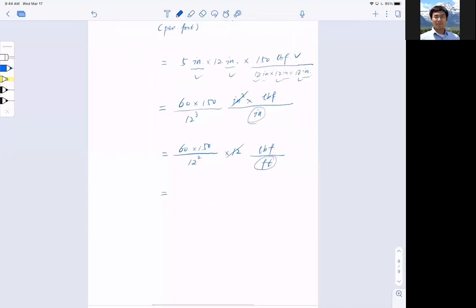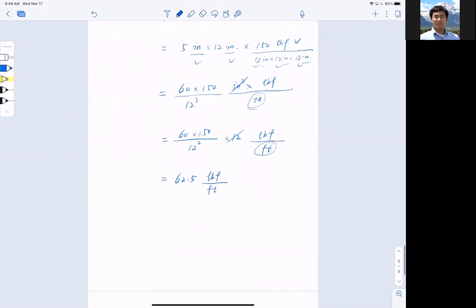And this, ladies and gentlemen, very important stuff. I got 62.5. Then this is pound, and this is foot squared. Sorry, pound per linear foot. Pound per linear foot. Okay. All right, so be careful on this unit, okay? Be careful on this unit.